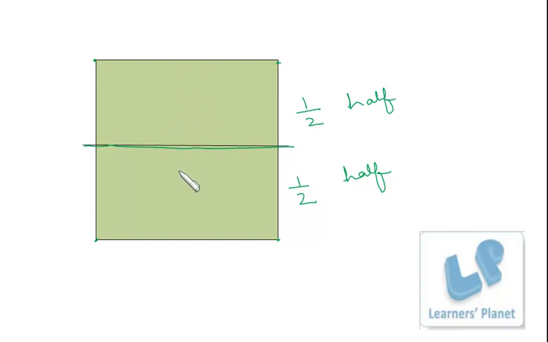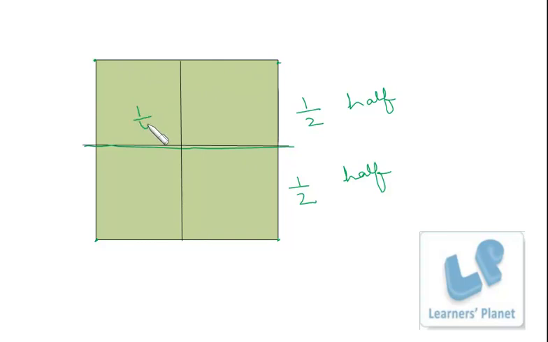If I draw a vertical line, now what? I have got 4 pieces, 1, 2, 3 and 4, right? So out of these 4 pieces, this is 1 piece, this is the 2nd piece, this is the 3rd piece and this is the 4th piece. So there are 4 pieces of 1 square.